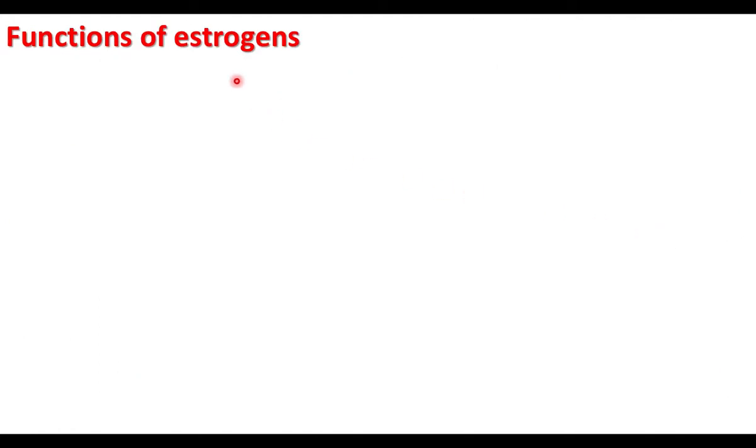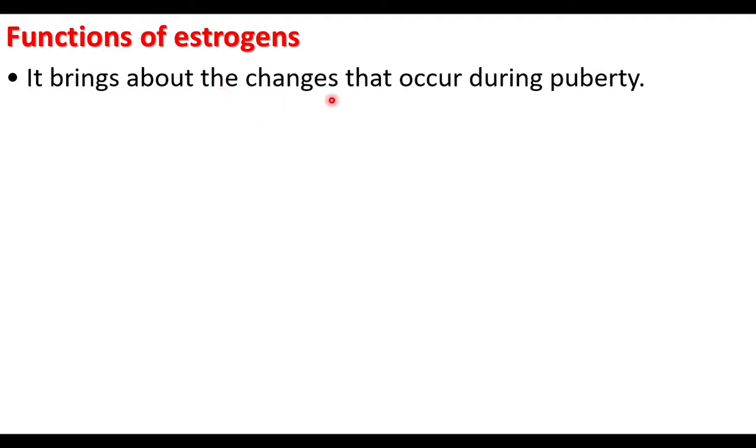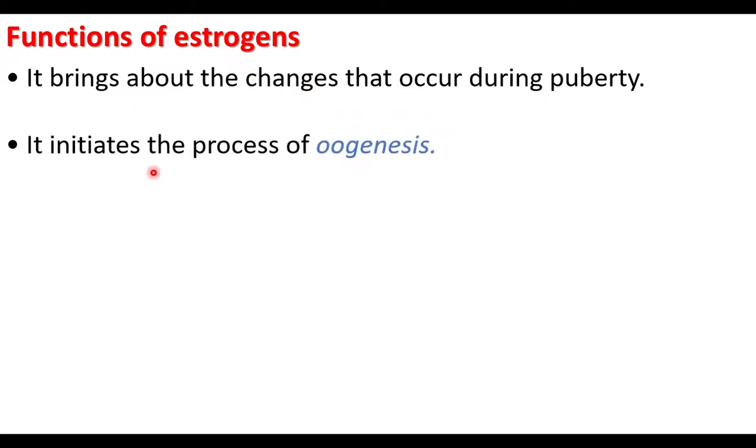Now let us see the functions of estrogen hormone. It brings about the changes that occur during puberty. During puberty, the changes are due to the hormone estrogen. It initiates the process of oogenesis. What is oogenesis? Formation of ovum, development of ovum inside the ovary is called oogenesis.